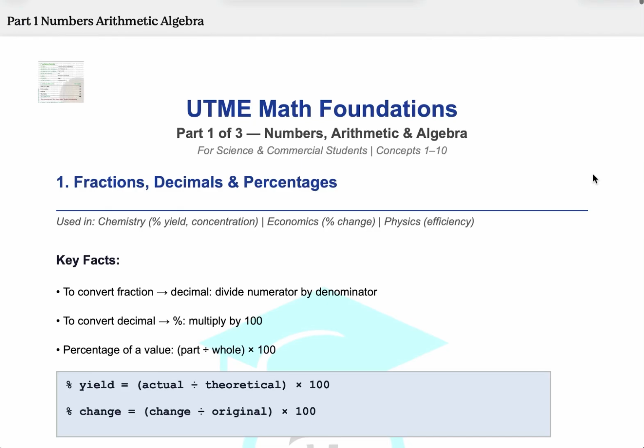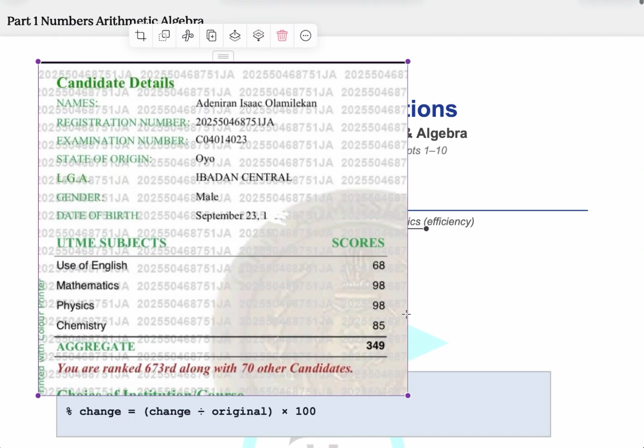The calculator provided by UTME might be the reason why many students will not be able to do well in their exam, both science and commercial students. And as somebody who wrote the exam in 2025 and did very well, you can see my results here. I got 349. I have 98 in mathematics, 98 in physics, and 85 in chemistry.